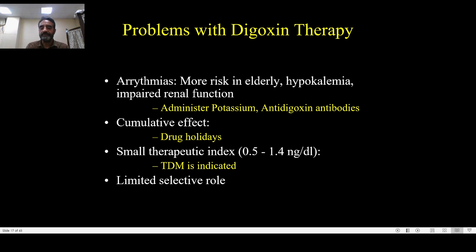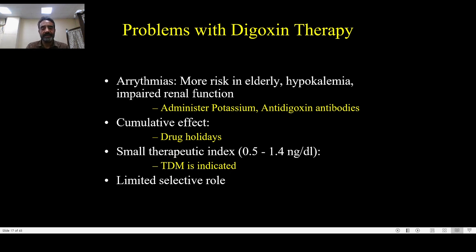So if there is hypokalemia, less potassium, the digoxin action is potentiated. Also, in impaired renal function, there are more chances of toxicity and arrhythmias. So, in case of hypokalemia, we can administer potassium. In case of toxicity as such, we can use what are called anti-digoxin antibodies, which could be helpful in toxicity.